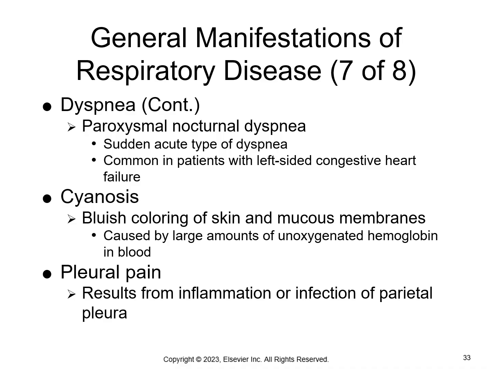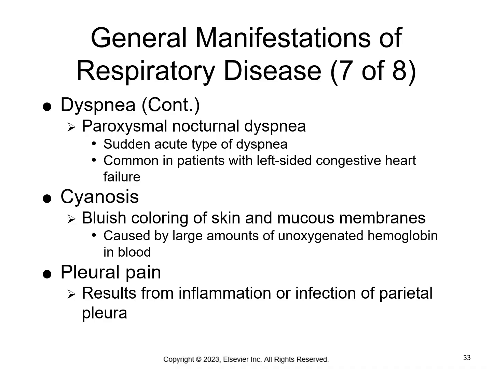Cyanosis is blue coloring of the skin and mucous membranes from large amounts of unoxygenated hemoglobin in the blood. It can develop in the peripheral areas due to exertion, or it can be more generalized. This can happen in clients with cardiovascular and respiratory issues, and it has to be considered in conjunction with other data. It's not a reliable indicator for hypoxia.